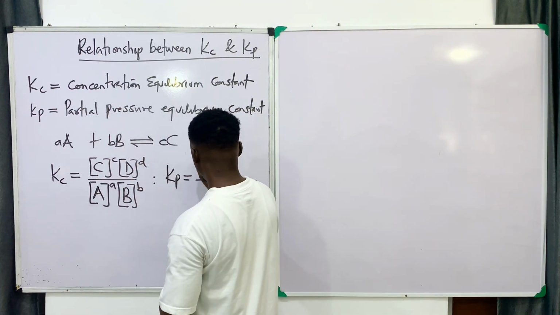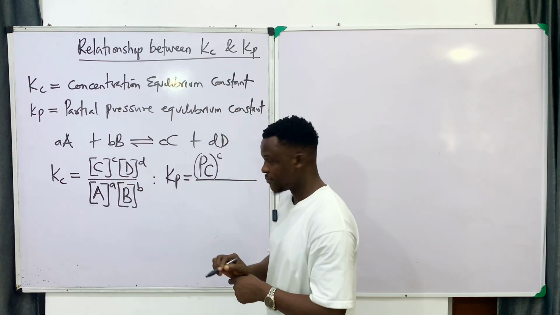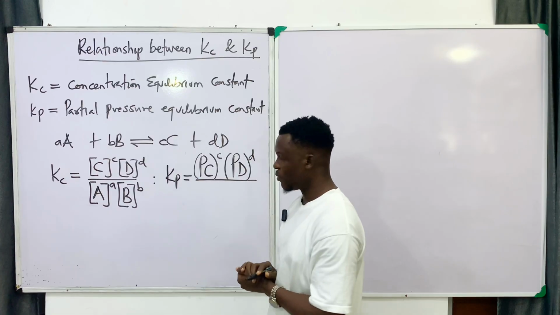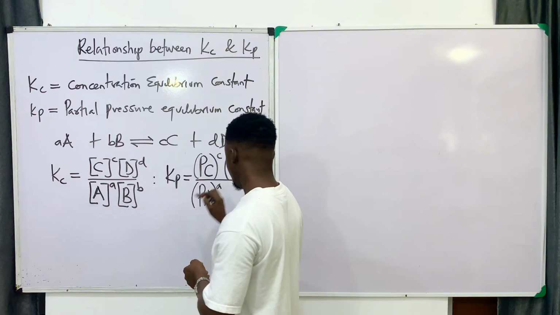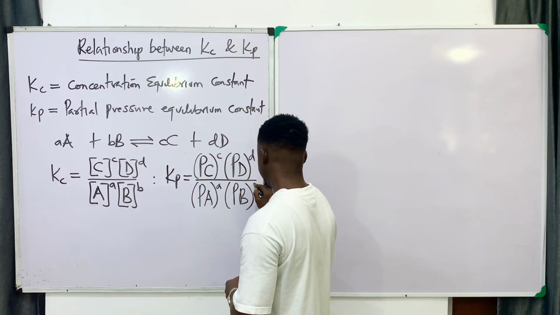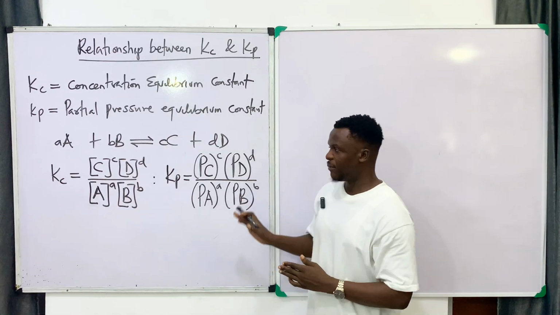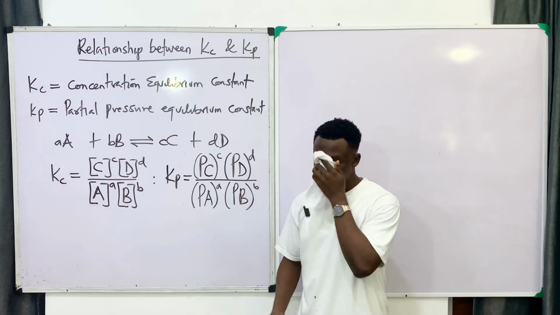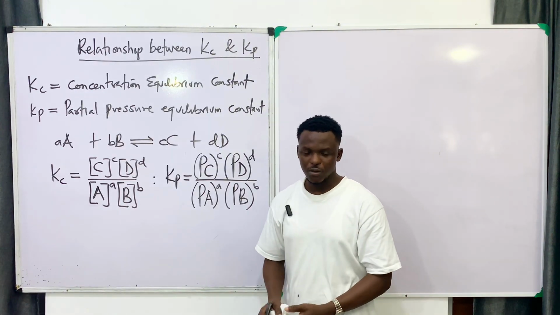the partial pressure of C raised to the power of C, partial pressure of D raised to the power of D, partial pressure of A raised to the power of A, partial pressure of B raised to the power of B. So that's the difference between concentration equilibrium constants and partial pressure equilibrium constants. So this is basically how to write the expression for concentration equilibrium constant and partial pressure equilibrium constant.